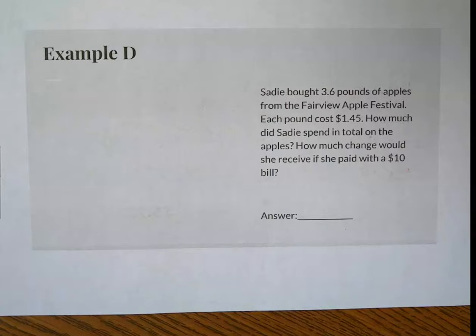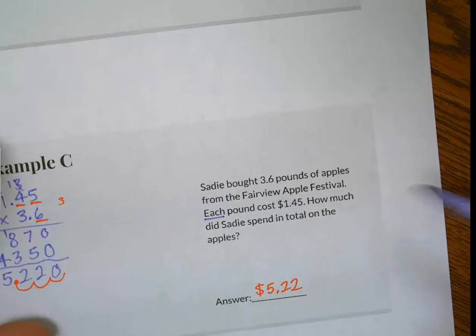Okay, example D says Sadie bought 3.6 pounds of apples from the Fairview Apple Festival. Wait, this sounds familiar. Each pound cost $1.45. How much did Sadie spend in total on the apples? Hold on a second. Ah, that's right. This is the exact same problem so far.